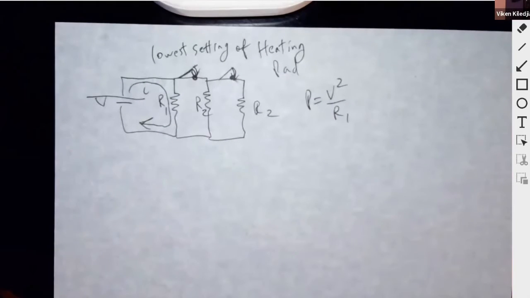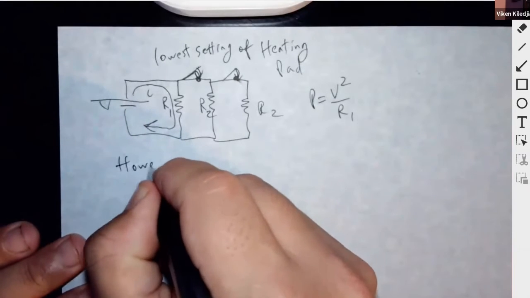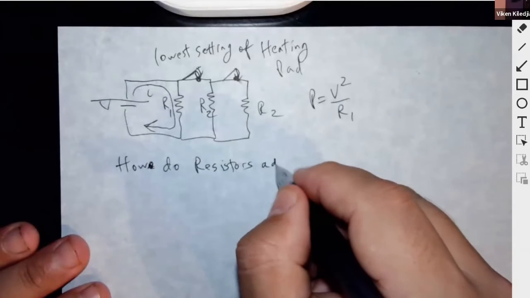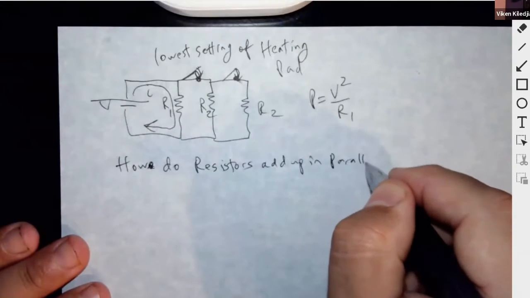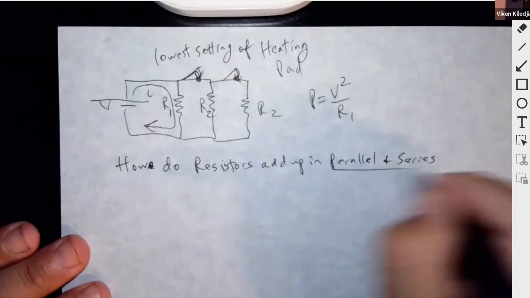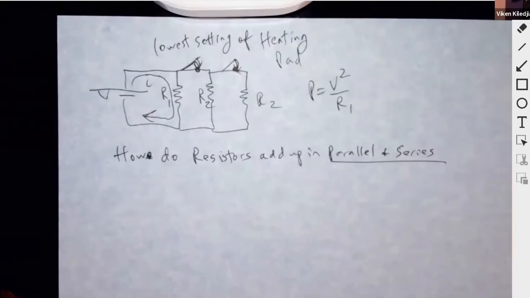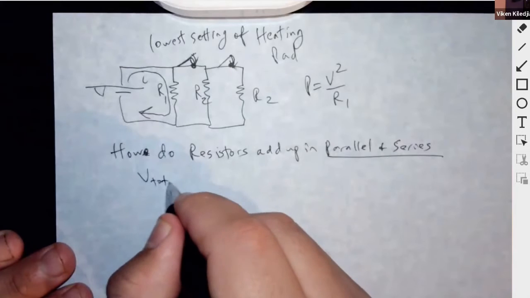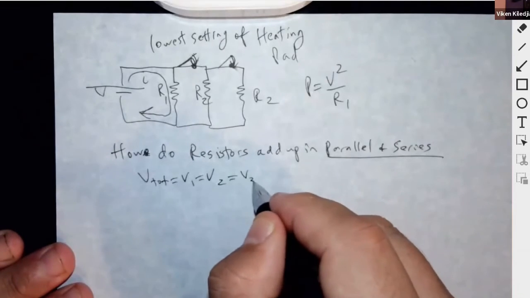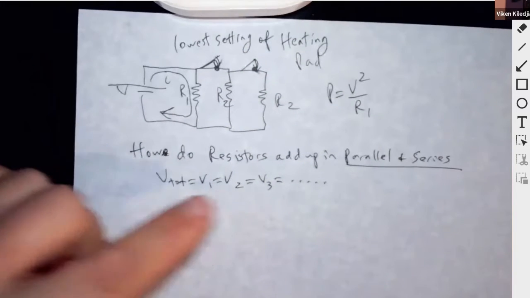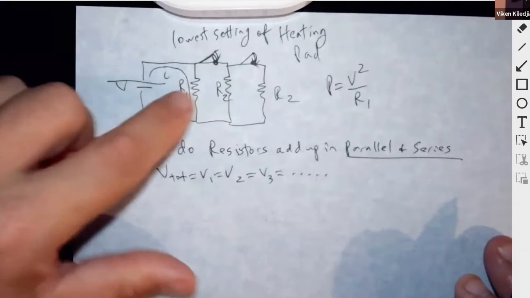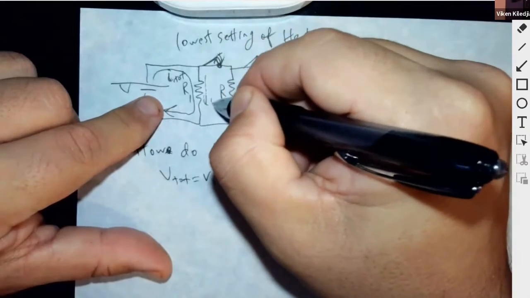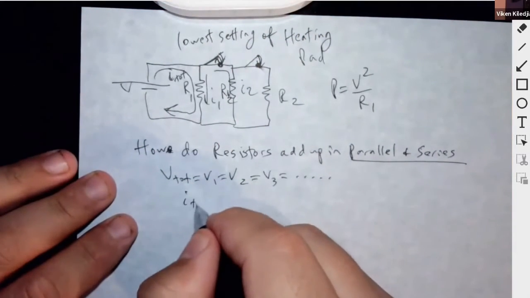So let's see, how do resistors add up in parallel and series? So it ends up that they add up opposite to how capacitors add up in parallel and series, right? So remember the argument that in parallel, the voltages are the same. That's still true even for capacitors. And then the current is what adds up. So what happens when you engage more resistors, then the total current comes and splits into I1 and I2. So the current keeps adding.